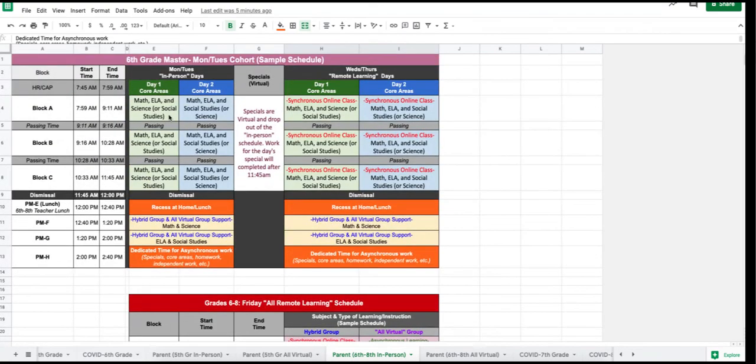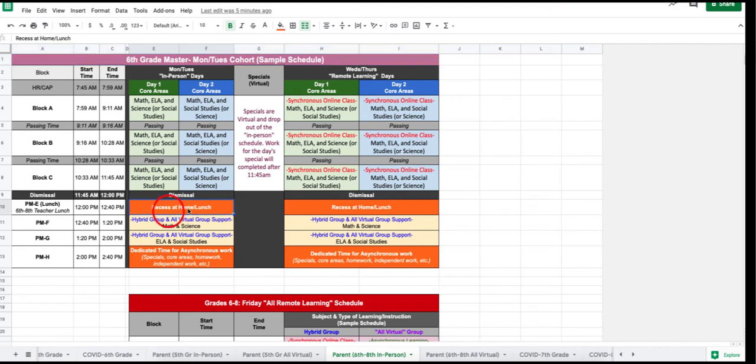So this schedule right here would be the same. This happens to be the 6th grade master schedule, but it would be the same for 6th, 7th, and 8th if you are in the in-person hybrid model for 6th through 8th grade. You would get your 3 core areas. Your specials would drop out of your schedule. You would do that in the afternoon.